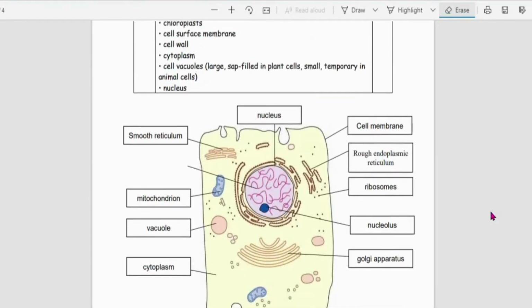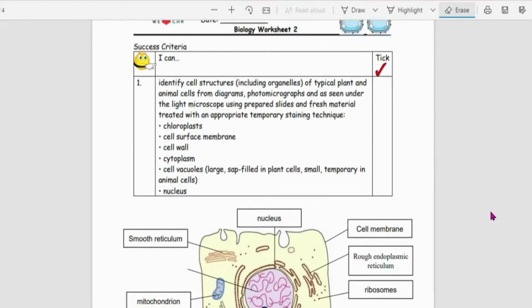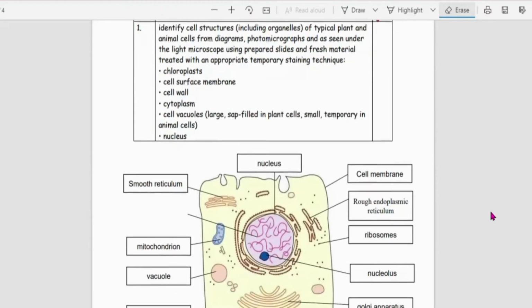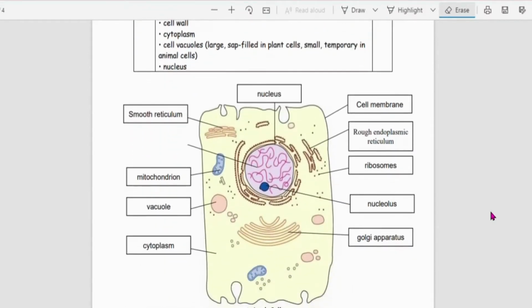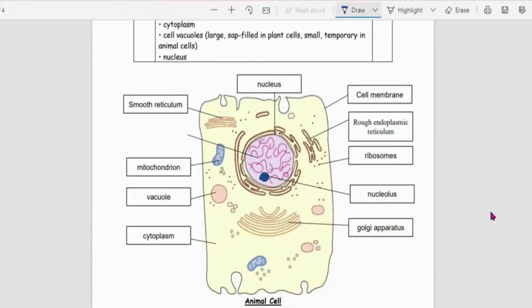Okay, now we have worksheet 2, so let's go through the answers about identifying the cell structures. So first one, we're going to go in a clockwise manner here. Let's look at the first one. So this middle ball in the middle here, circular structure, is actually the nucleus. So this one is the nucleus. The outline over here is actually the cell membrane.